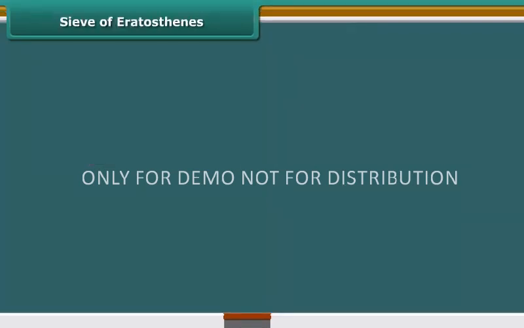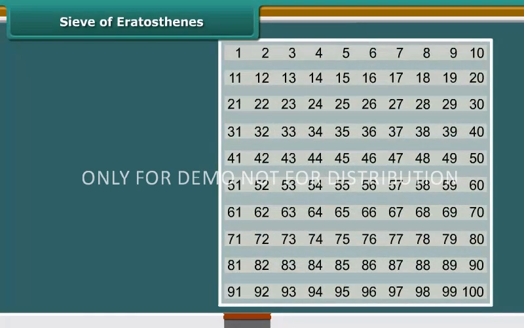Let us find all the prime numbers from 1 to 100 using a method given by a Greek mathematician called Eratosthenes. List all numbers from 1 to 100. Cross out 1 as it is not a prime number. Encircle 2. Cross out all the multiples of 2 other than 2 itself. Now you will find that the next uncrossed number is 3. Encircle 3 and cross out all the multiples of 3 other than 3 itself. The next uncrossed number is 5.